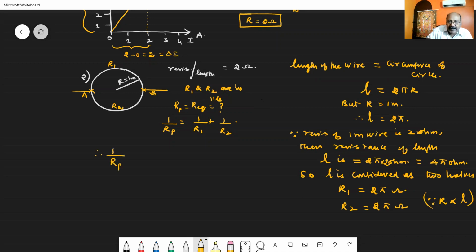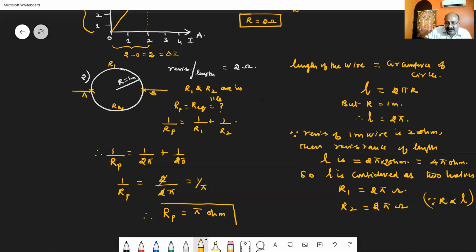Therefore, 1 divided by Rp equal to 1 divided by 2 pi plus 1 divided by 2 pi, which is equal to 2 divided by 2 pi. So 2 will get cancelled. You are able to get it as 1 divided by pi. So 1 by Rp is equal to 1 by pi. Therefore, the equivalent resistance of the parallel combination of the two parts is equal to pi ohm.